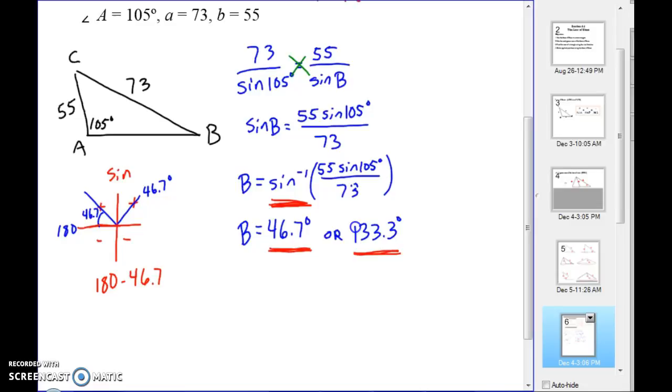However, you might have noticed this new angle, 133.3, causes a problem. Because if I try to put that angle into my original triangle, you'll notice I already have an obtuse angle in this triangle. If I add together these two angles, 105 and 133.3, I'm way over 180 degrees. So that tells me this second possibility doesn't work to make a triangle. Which means this 46.7 degree angle is the only possibility I have left for angle B, which means this triangle has one solution.